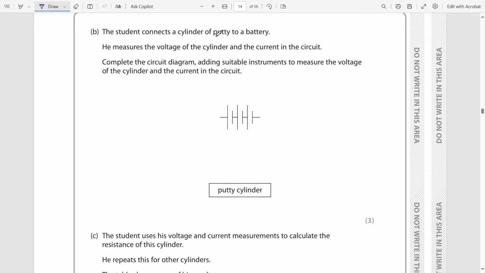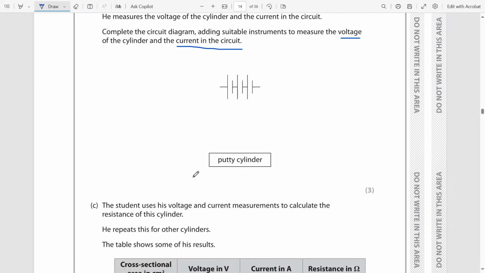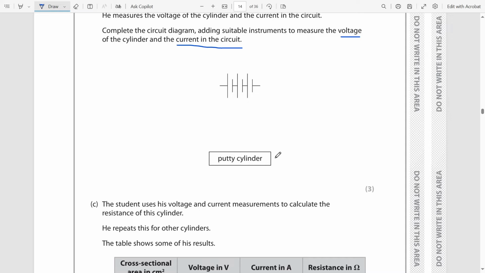The student connects a cylinder to a battery. He measures the voltage of the cylinder and the current in the circuit. Complete the circuit. Okay, guys, so he wants to measure the voltage and the current in the circuit. Remember, be careful, because I see a lot of people get this wrong. People put the voltmeter in series and the ammeter in series as well. Don't do that. The voltmeter, remember, always needs to be in parallel with what you're measuring.